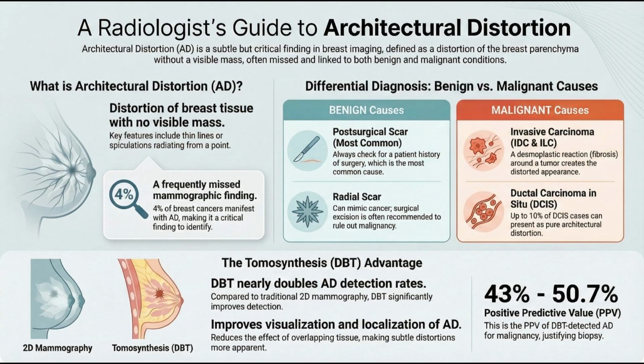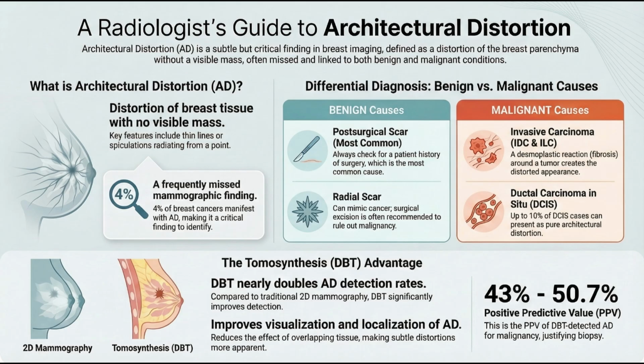This brings us to a critical management rule that really needs to be emphasized. I saw in the source material just how dangerous it is to downgrade or delay treatment for this finding. Yes. Following AD as a BI-RADS Category 3, which means a short interval follow-up, is widely considered unacceptable clinical practice. It just shouldn't happen, because the malignancy rate is so high. It's near 20% for AD that's detected by DBT. That's 1 in 5. That high a positive predictive value mandates an aggressive approach.